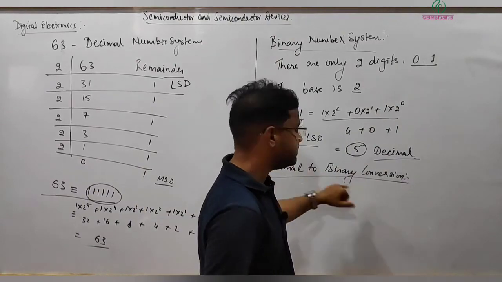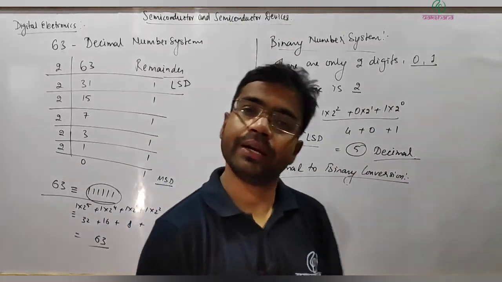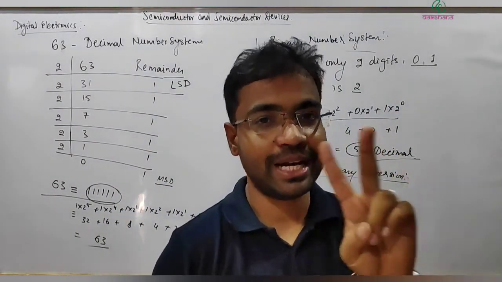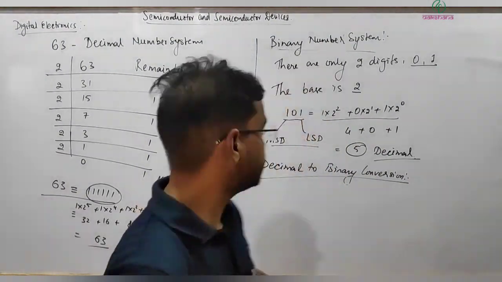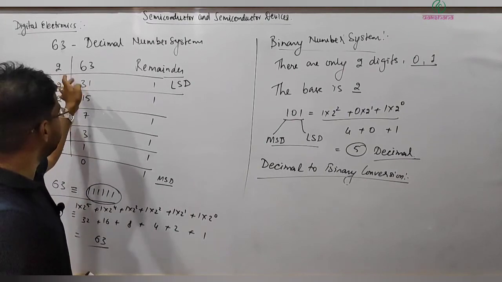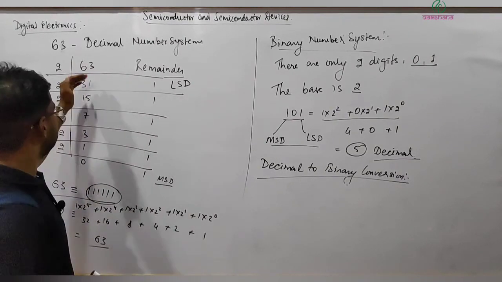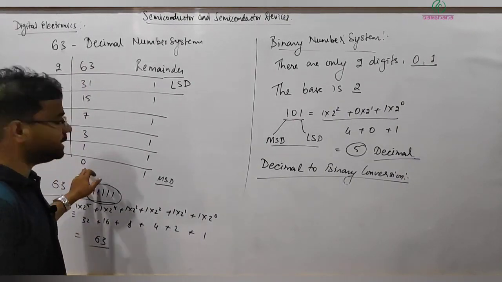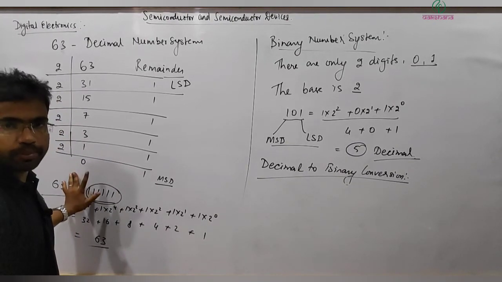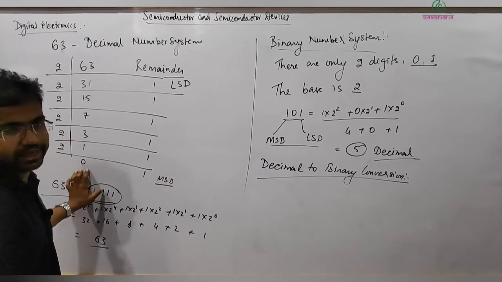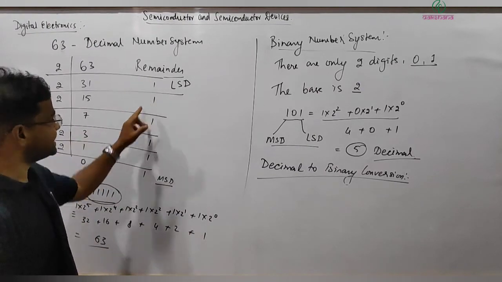And for conversion of decimal to binary, what we do is the decimal number is divided by 2. We will keep on dividing and write the quotient down and the remainder here. So we will keep on dividing by 2 until we get the quotient 0. When 0 is there, we will stop. Always 0 will come finally. We will stop, and this is your remainder.